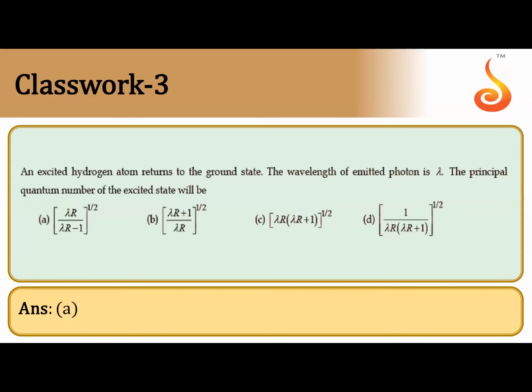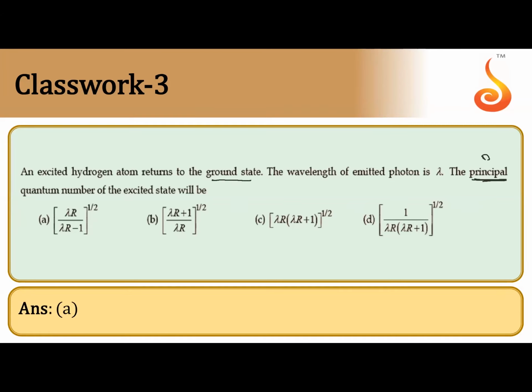Okay, so an excited hydrogen atom returns to ground state and the wavelength is lambda. What is the principal quantum number, what does it mean? N. Okay, some n factor they are asking here. So principal quantum number.